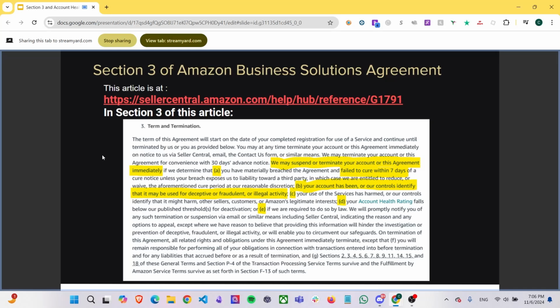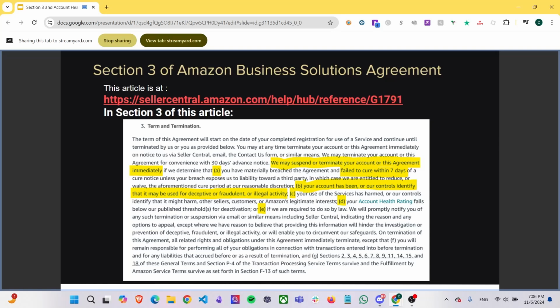Section 3 is literally the third section of the Amazon Business Solutions Agreement. Every seller who signed up agreed to it before they started selling on Amazon. Most people, like me, would just ignore it, because everybody just checks the terms of service box and doesn't read it at all. It's actually important.